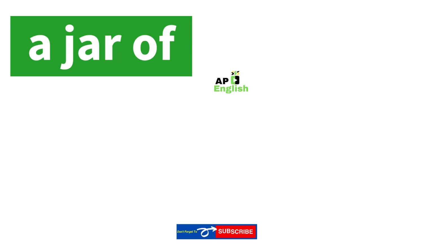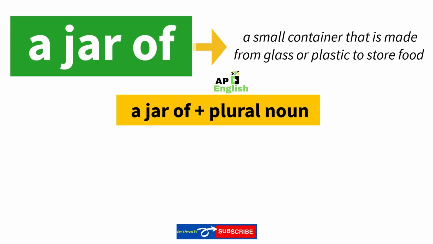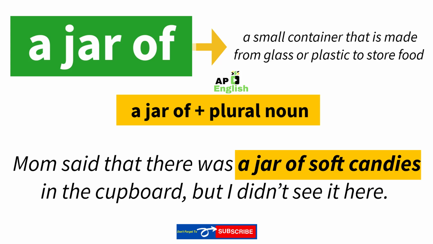A jar of, a small container that is made from glass or plastic to store food. Example, Mom said that there was a jar of soft candies in the cupboard, but I didn't see it here.